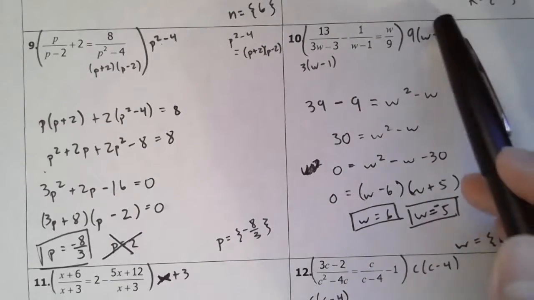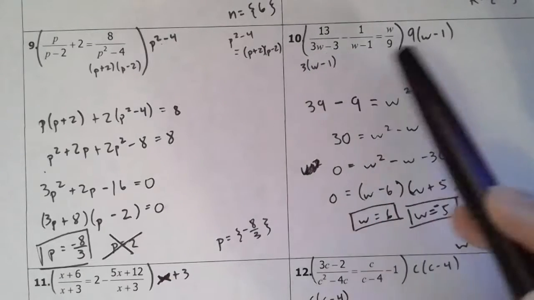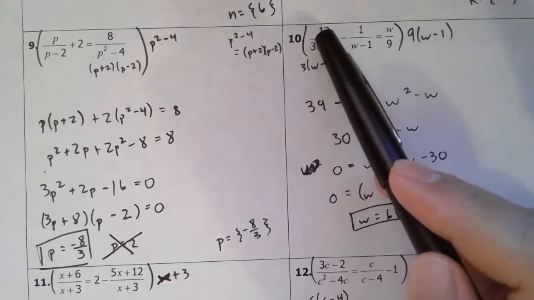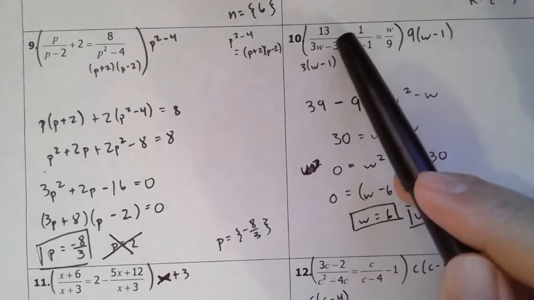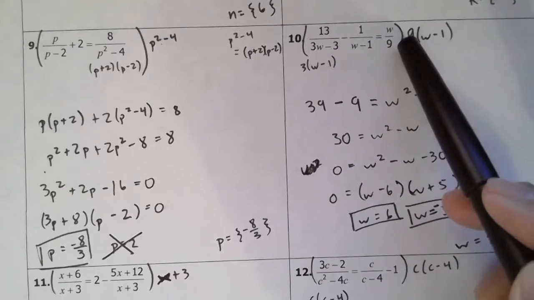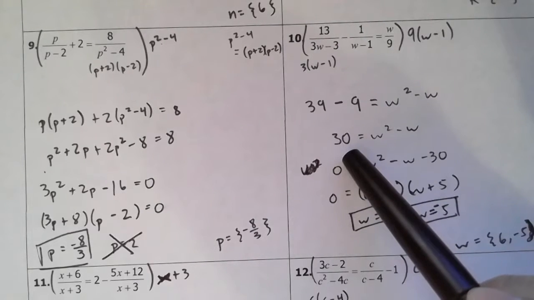So this times this here. Notice that w minus 1 would cancel with this, and I get 9 over 3, which is just 3, but I still have the 13. So 3 times 13 is 39. Minus 1 over w minus 1, the w minus 1 would cancel, so I get 9 times 1, minus 9. I combine these and I got 30.